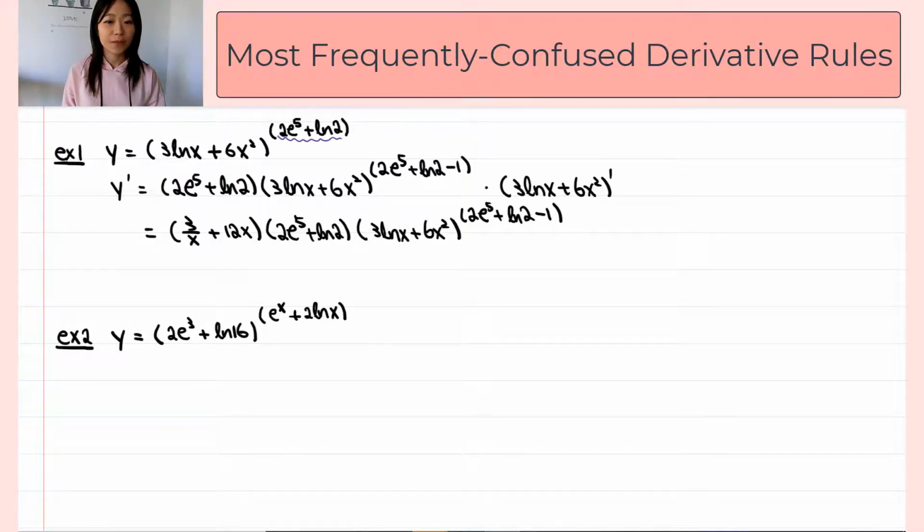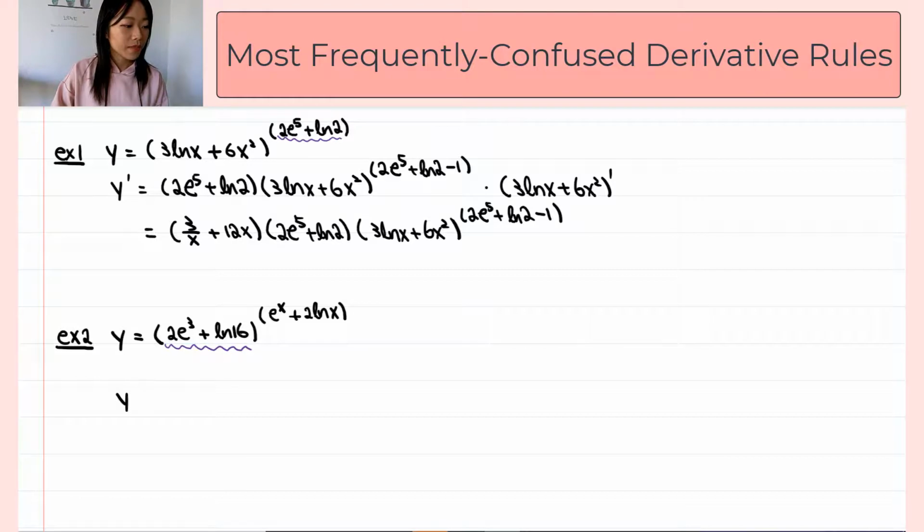Let's look at the second example. Similarly, we need to identify whether the base or the exponent is constant, or whether both the exponent and base are functions of x. Here the function is (2 times e to the power of 3 plus ln of 16) to the power of (e to the power of x plus 2 times ln of x). We identify that in this problem, the base is constant because e is a constant, so e cubed is also a constant. Ln of 16 is also a constant.